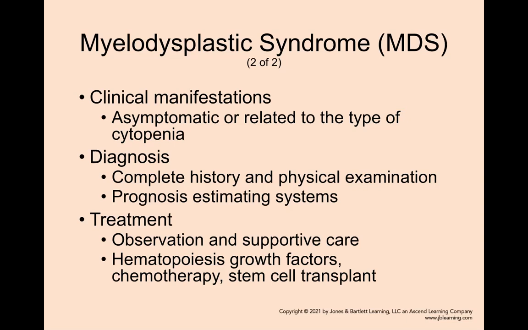You would again diagnose this by history and physical, and also by bone marrow biopsy and CBC. This is treated by observation and supportive care. You would give people transfusion as needed. They might take EPO-stimulating agents as well. They might get chemotherapy or a stem cell transplant.